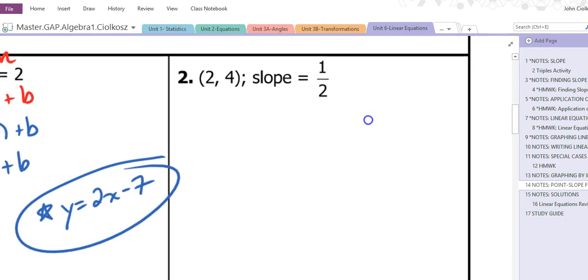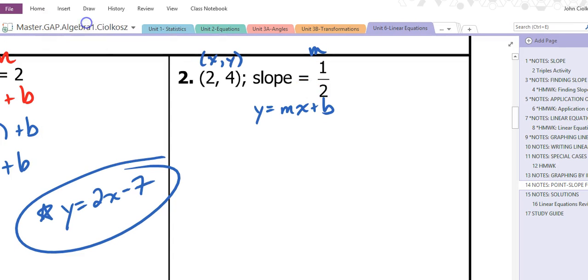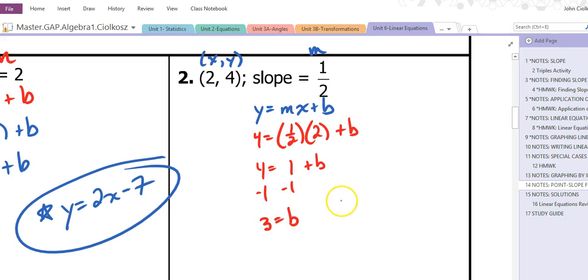Here, for 2, we have our x, our y, and our m. So starting with y equals mx plus b, let's plug in. Y is 4. M here is 1/2. Our x is 2. And we don't know b. So multiplying these two first, that gives me 1. Subtracting it from both sides tells me that 3 is my b. So my equation in slope-intercept form, y equals m x, and it's positive 3, so plus 3.